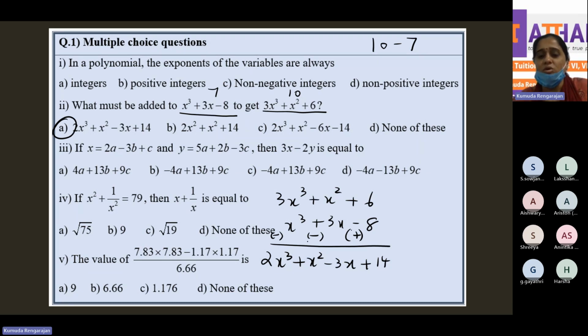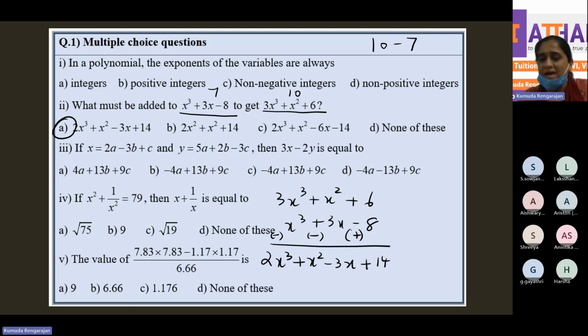Subtract. You need to subtract. So in the bottom row, change the signs. I'm repeating. 3x cube minus x cube is 2x cube, because 3 minus 1 is 2. Then x square and x, they're unlike terms. Just because they're one below the other, you cannot subtract it.